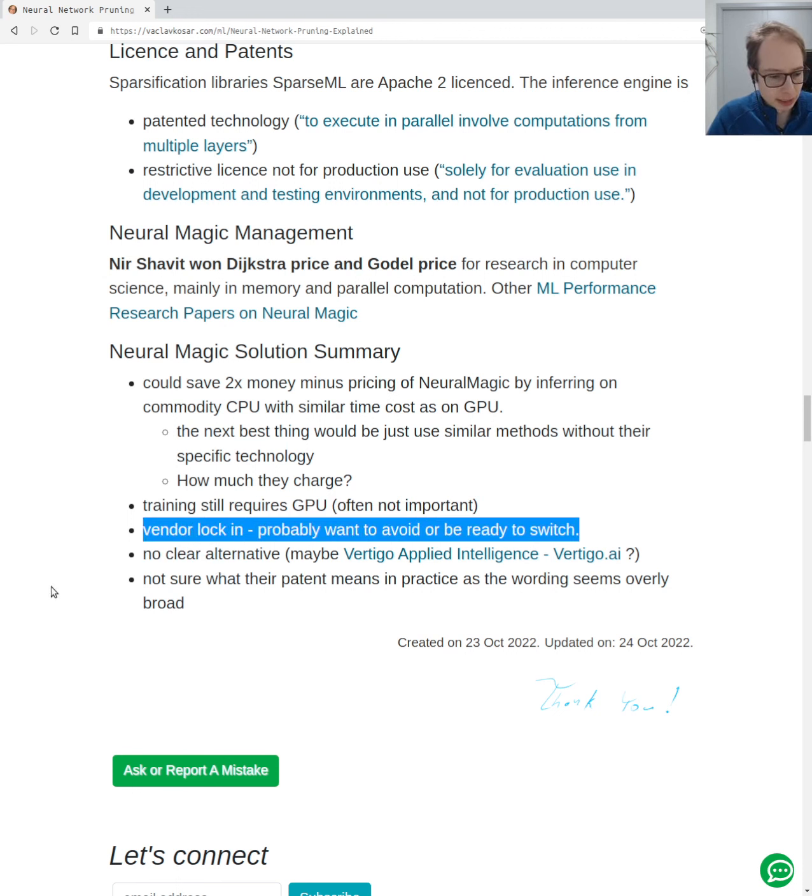There's some disadvantage of using this specific solution from Neural Magic, in that there's going to be some sort of vendor lock-in, and so maybe you would be thinking, what could happen if you needed to switch? What would you do? And I don't see a clear alternative. There is this Deci AI, but I'm sure there must be some others. I don't quite know just yet.